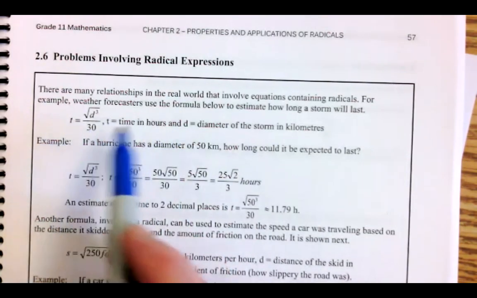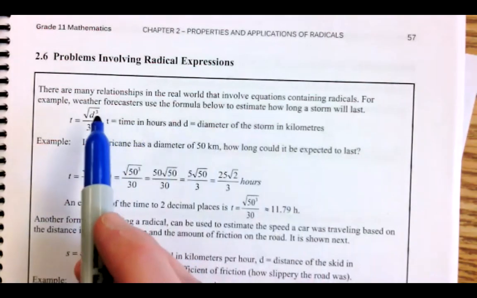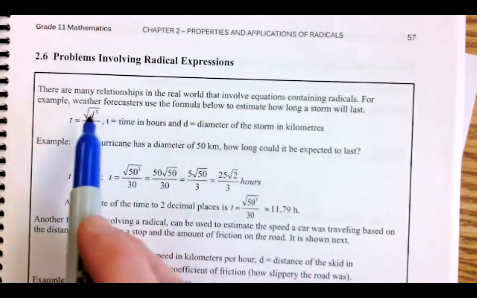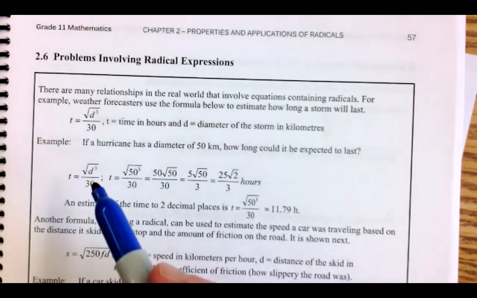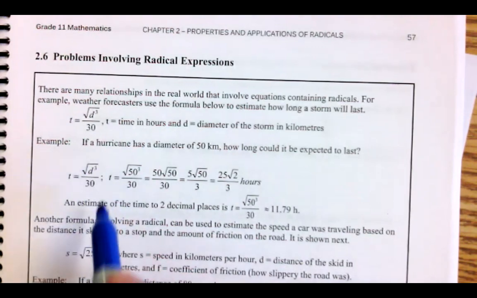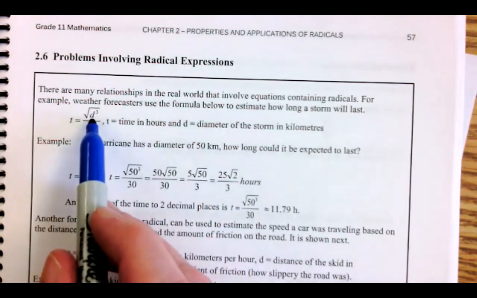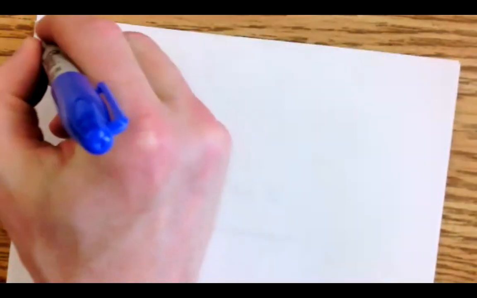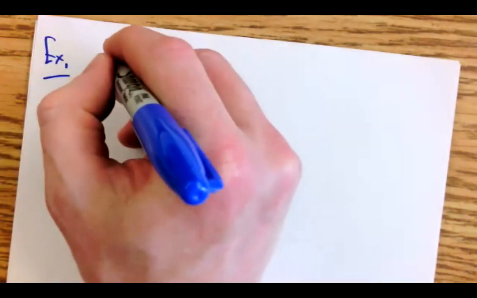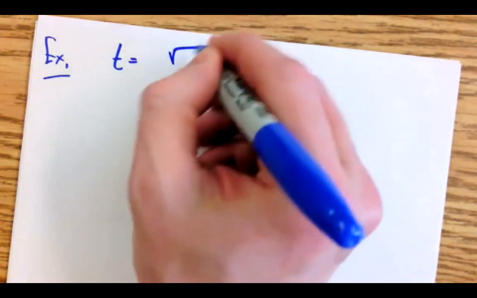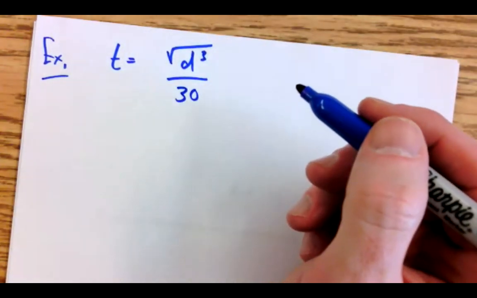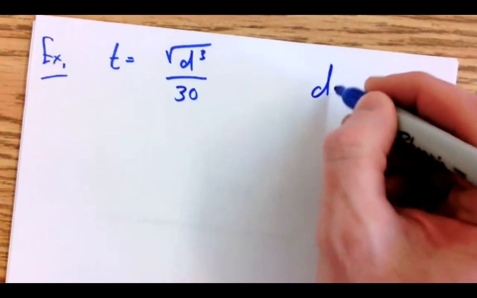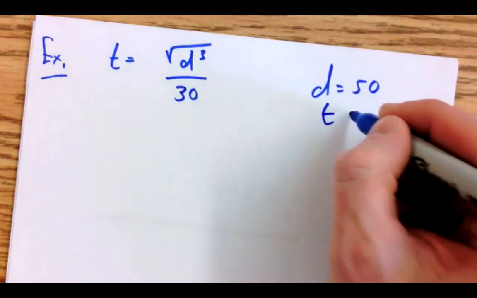Okay. t equals the square root of d cubed over 30, where t is the time in hours and d is the diameter of the storm in kilometers. As soon as you know you have two unknowns, the t and the d, you're going to be given one and you have to solve for the other. For this example, it says if a hurricane has a diameter of 50 kilometers, so we're putting 50 in for d. Example 1: t equals the square root of d cubed all over 30. d equals 50.